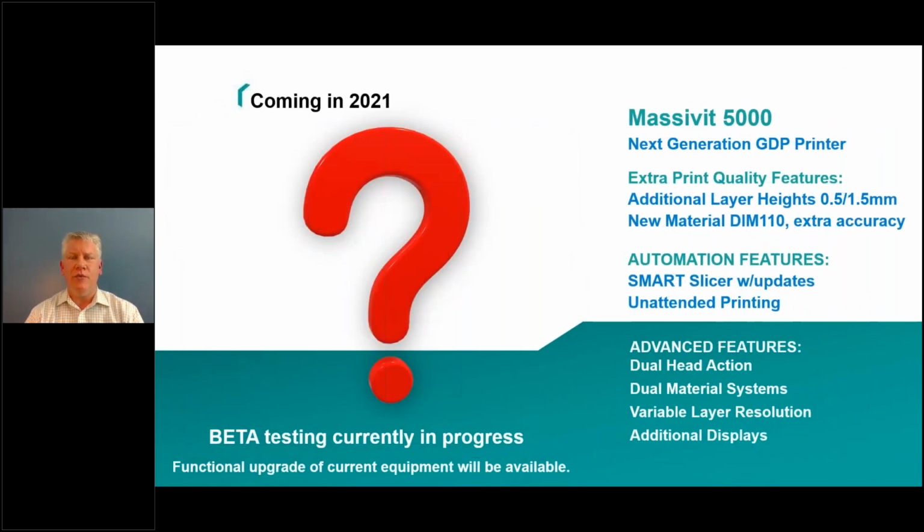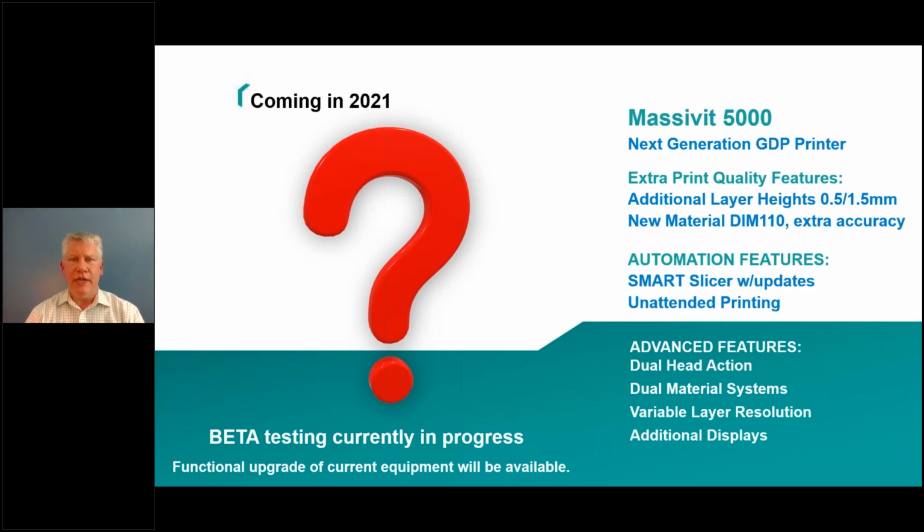In 2021, we have some great new product coming out. That piece of hardware is called the Massivit 5000. It's currently in beta testing. It will be out this year. It is our next generation GDP printer. It has extra print layer heights, 0.5 millimeters, so thinner layer heights to give you a little bit finer resolution, a little bit better detail fidelity, or 1.5 millimeters to print even faster.